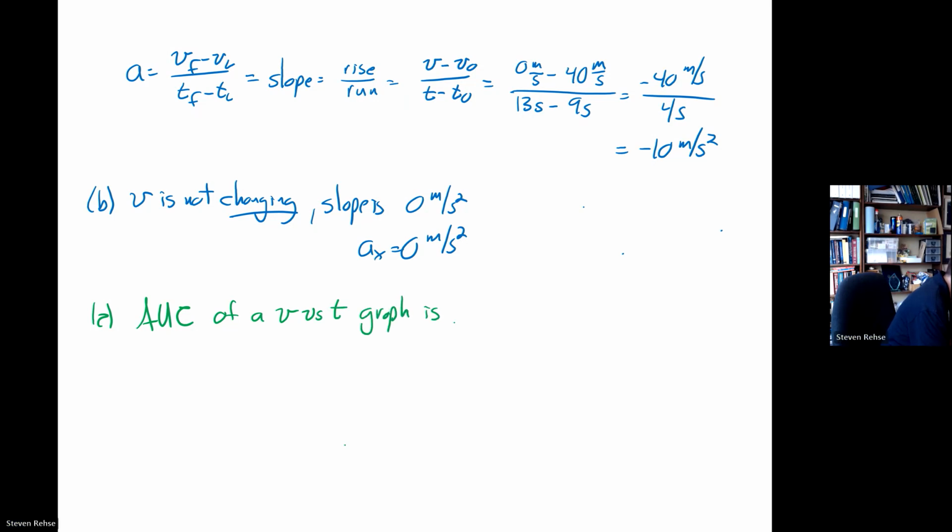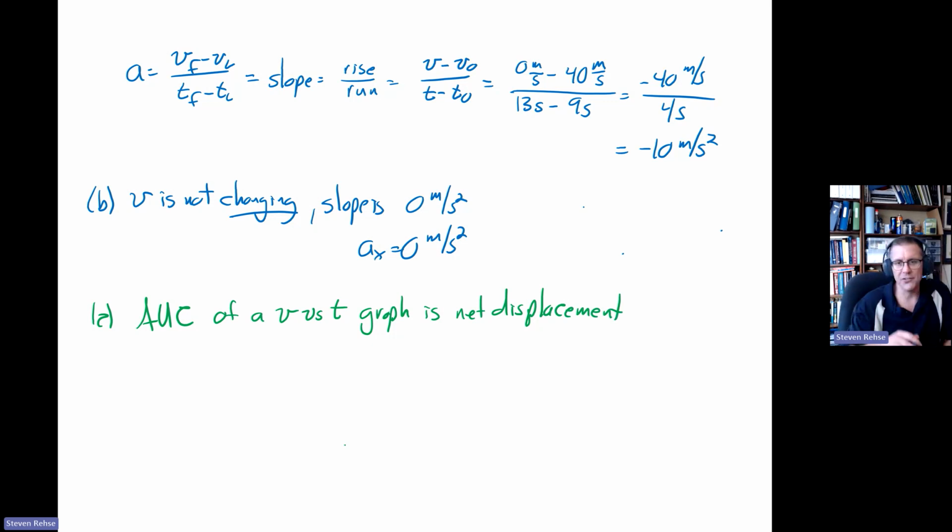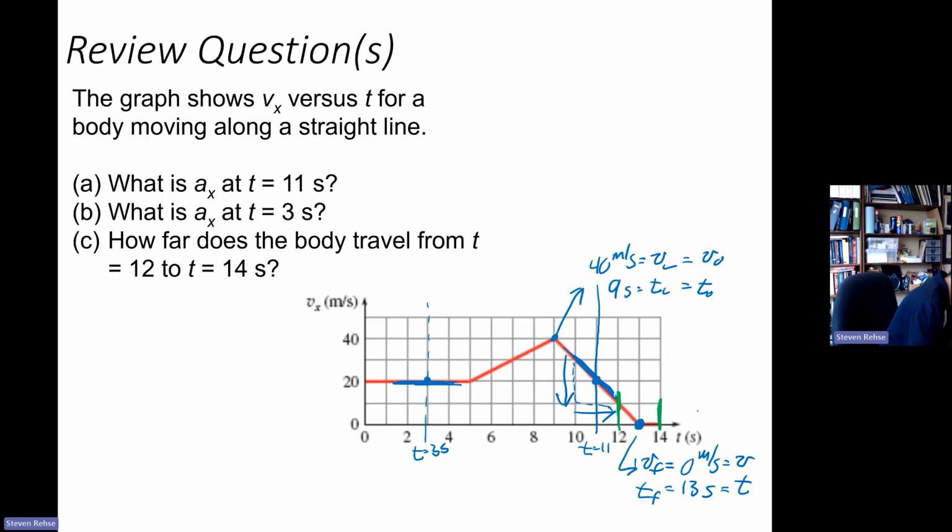is net displacement. And you're going to be doing this in the lab. You're going to actually be measuring these quantities with the IO lab. You're going to have a velocity versus time curve. The software will integrate it for you, and you'll find that that's going to be equal to the total displacement of the IO lab.